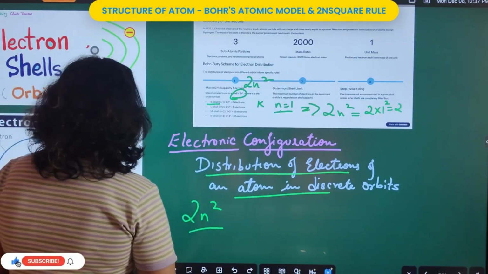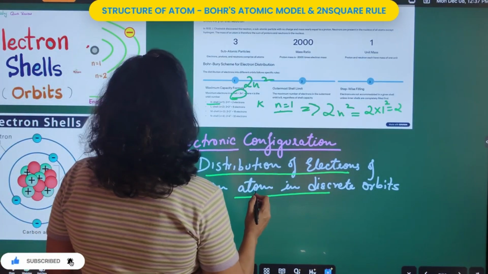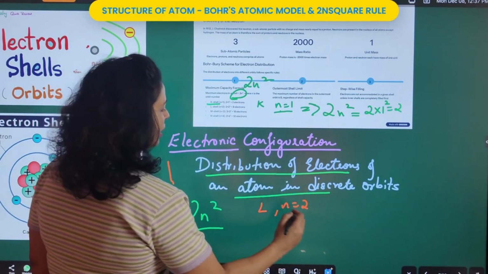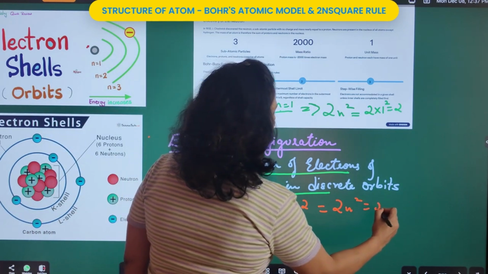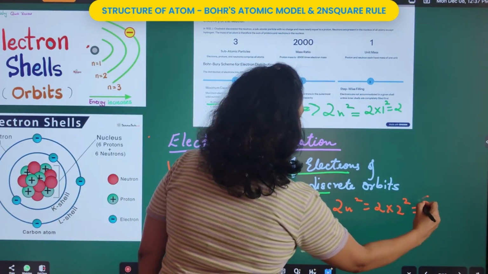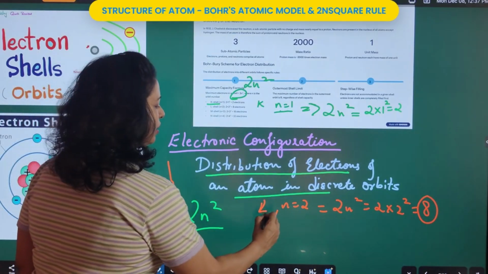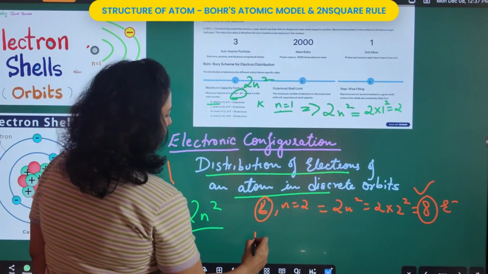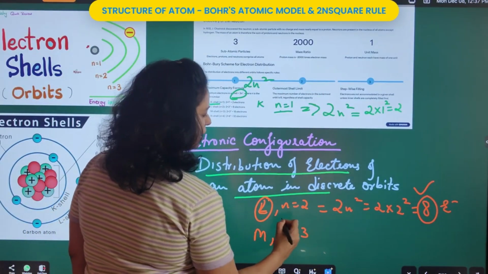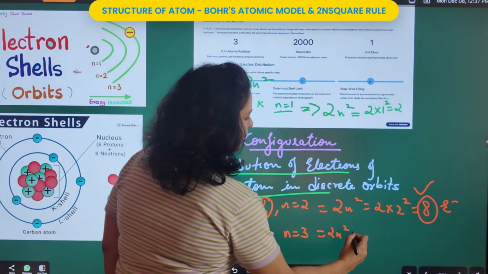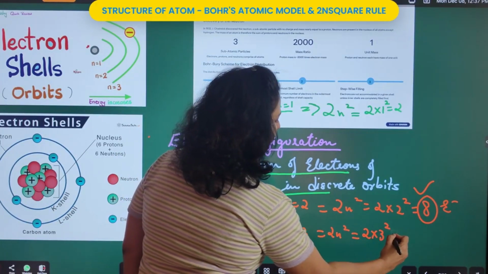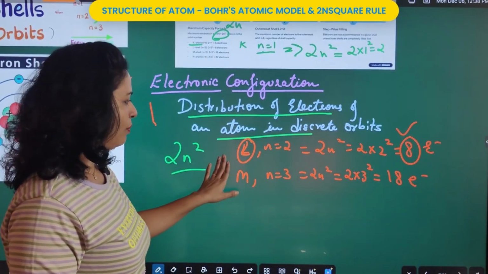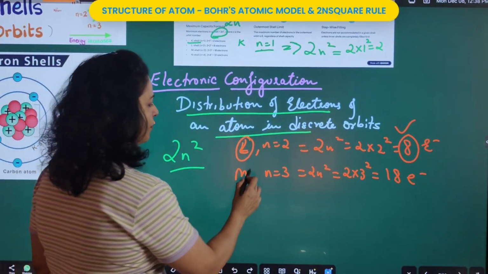If you see the L shell, n is equal to 2. So it will be 2n square, that is 2 into 2 square, which is 8. So the maximum capacity of the L shell is to hold only 8 electrons. Now the M shell, n is equal to 3, that is the third shell. Again substitute the value: 2 into 3 square. You will get 18 electrons.